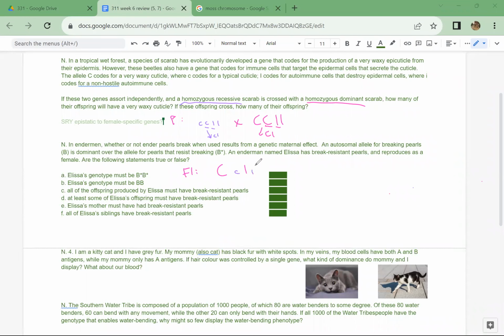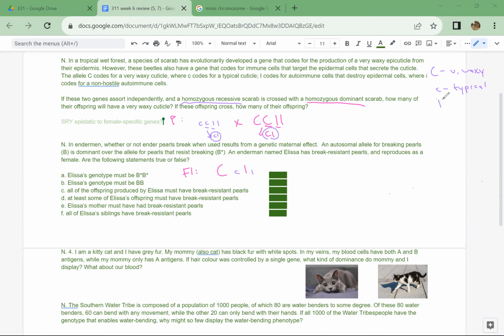So anyway, because these were the only gametes, the only alleles that these parents could have possibly passed on to any of their offspring, all of the individuals in the F1 generation will have this genotype. So let's correspond this genotype to a phenotype. We know that capital C is very waxy. Capital C stands for cuticle, and lowercase c is typical, a typical amount of wax in their waxy cuticle.